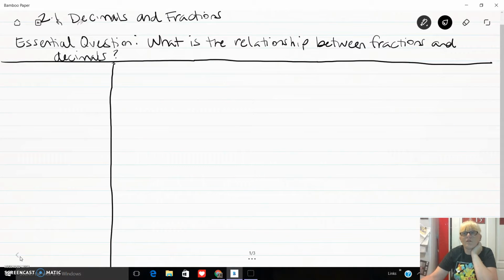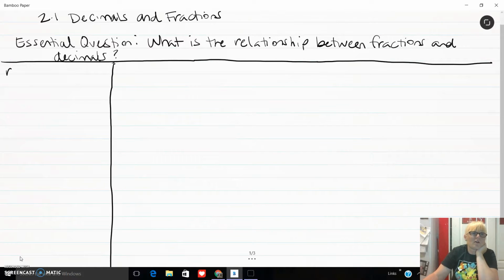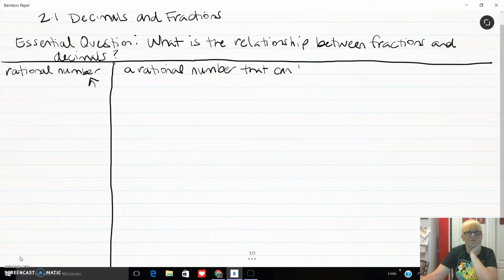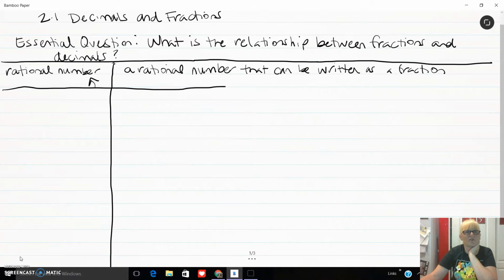We're going to be working on lesson 1 in chapter 2, which is decimals and fractions. Our only vocabulary word is rational number. A rational number is, don't forget to make this a question. A rational number is any number that can be put into a fraction. So any number you can write as a fraction is a rational number.